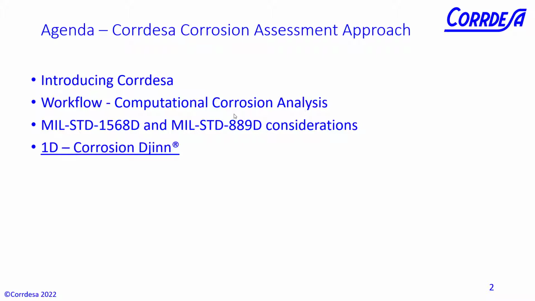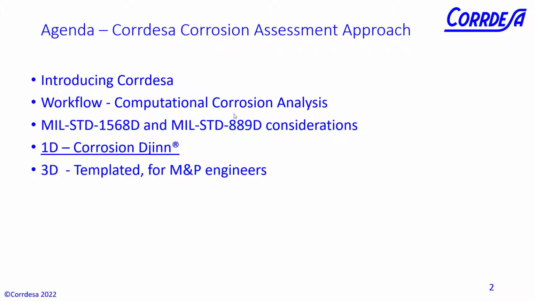So I'll be introducing some elements to this. One of them is our galvanic corrosion prediction software called Corrosion Gin. You could think of this as a 1D approach. And then we'll increase complexity, and I'll introduce a 3D templated approach.